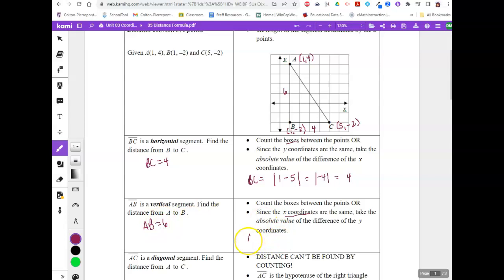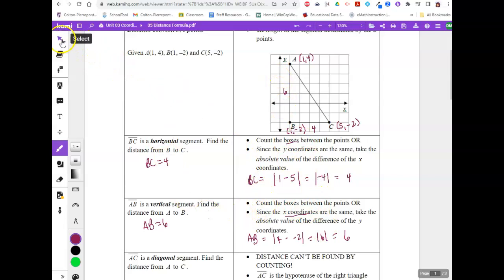Or you can just say from A to B, the difference is 4 minus negative 2. And that's the absolute value of 6, which is going to be 6. Remember, distance is always going to be positive. So if we're looking for the distance, it's got to be the positive distance. So AB and BC we have because they're horizontal and vertical.